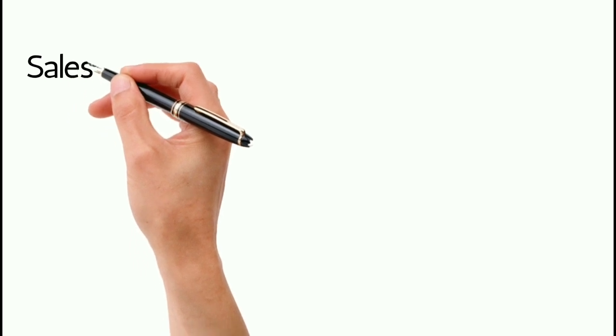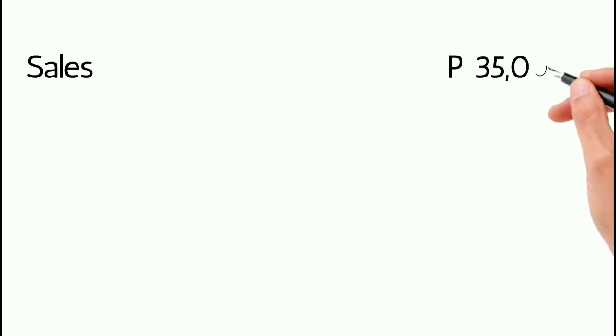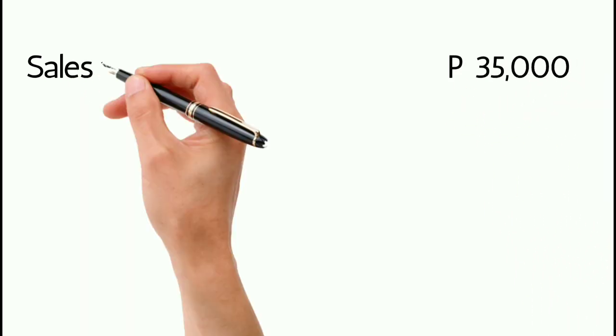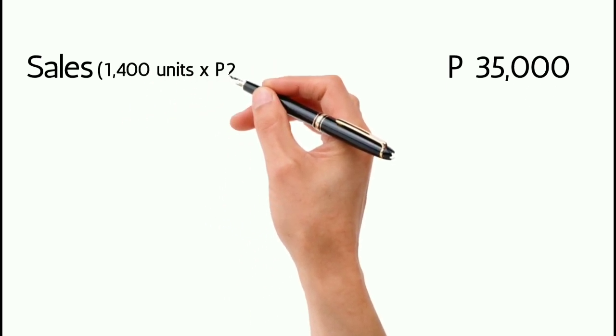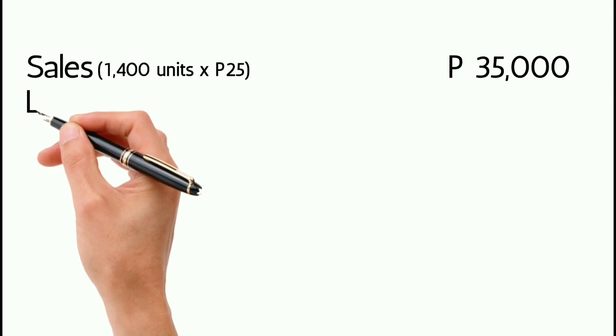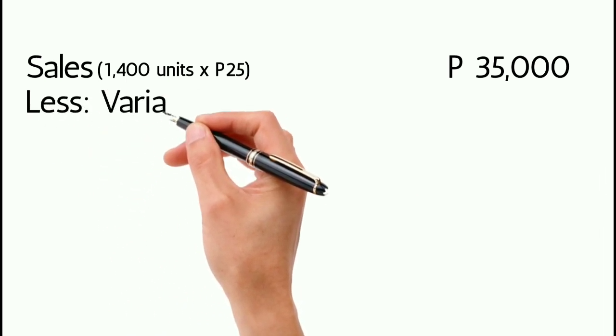I-check lang natin kung tama ba yung 1,400 units. Dapat ang lalabas na profit ay 6,000 pesos. Ang required sales in units ay 1,400 units. Therefore, ang sales ay 35,000 pesos. That is 1,400 units times selling price per unit na 25 pesos.